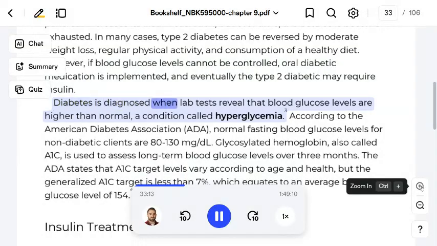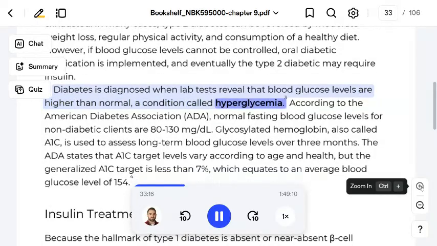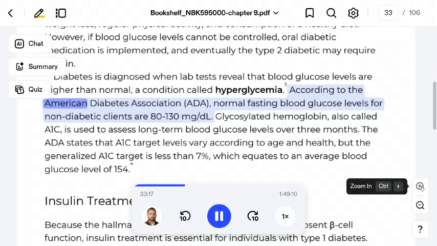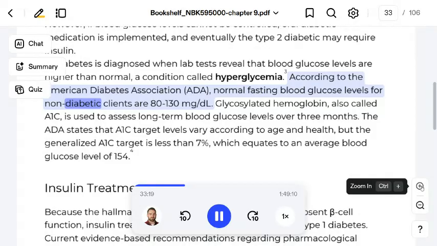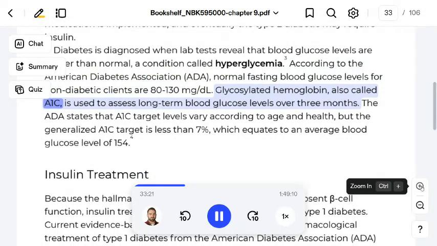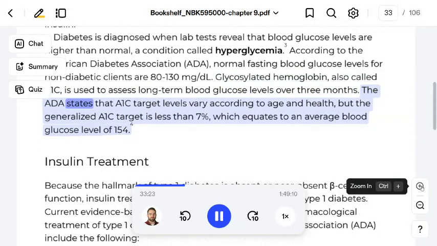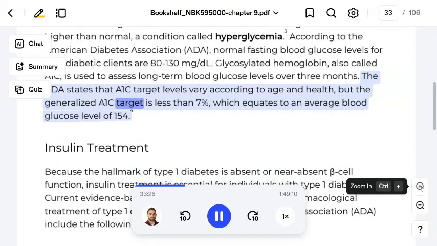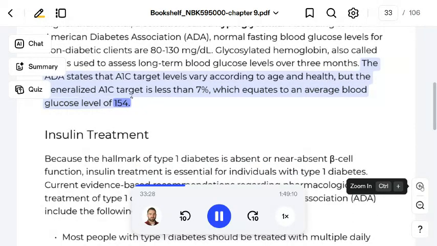Diabetes is diagnosed when lab tests reveal that blood glucose levels are higher than normal, a condition called hyperglycemia, according to the American Diabetes Association. Normal fasting blood glucose levels for non-diabetic clients are 80–130 mg/dL. Glycosylated hemoglobin, also called A1C, is used to assess long-term blood glucose levels over 3 months. The ADA states that A1C target levels vary according to age and health, but the generalized A1C target is less than 7%, which equates to an average blood glucose level of 154.